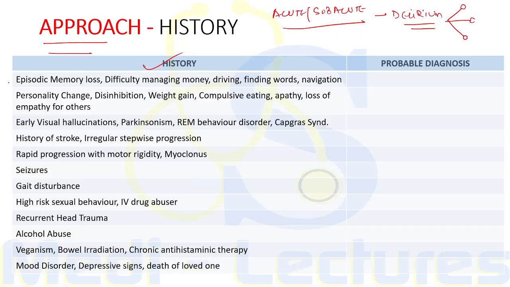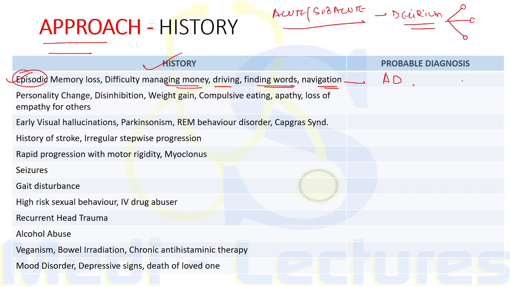So first of all, if the patient is presenting with episodic memory loss, difficulty in managing money, complaints like difficulty in driving, difficulty in finding words and navigation, the most probable diagnosis is none other than Alzheimer's disease.